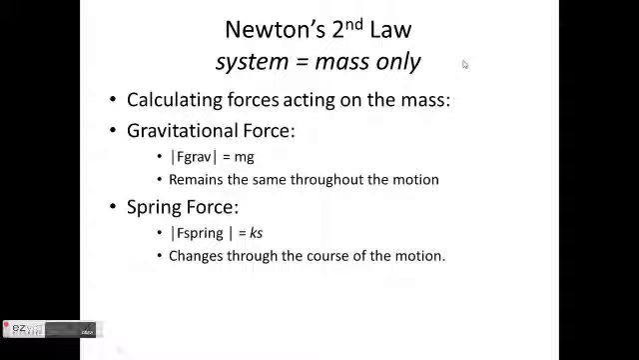Now for this lab, we had to take into account two models that affected our system. The first model is Newton's second law, and the system that we need for this is the mass that is hanging on the spring only. To calculate the forces acting on the mass, we need the gravitational force of the Earth on the mass, which has the magnitude of the mass of the object times the gravitational constant on Earth, which is 9.8 meters per second squared. This remains the same throughout the motion of the mass because these two quantities always remain the same.